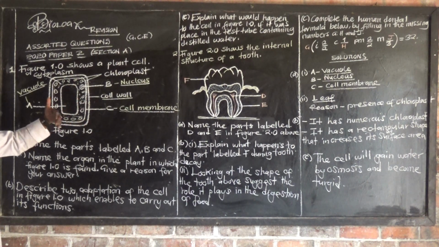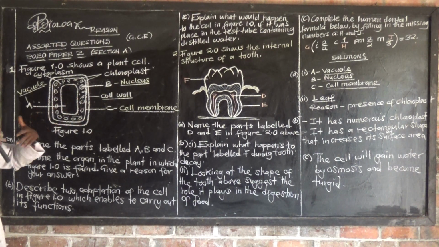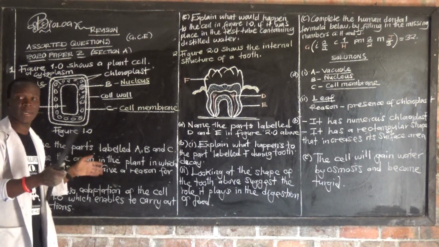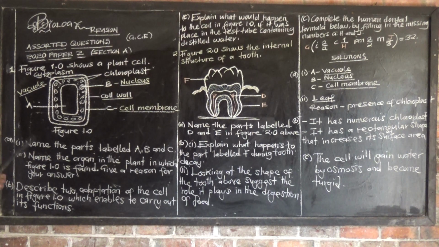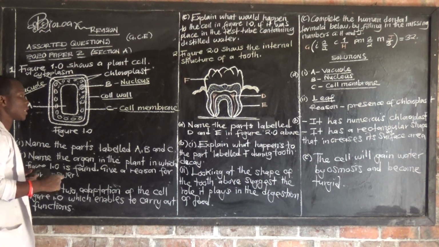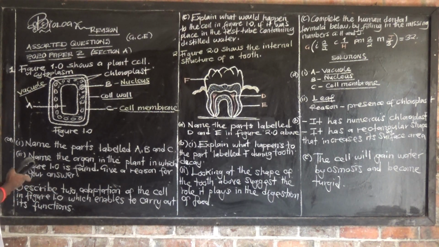Are we together? So this one is going to gain water by osmosis and become what? Turgid. It won't burst, just become turgid. Okay? So these are the answers to question number 1 of the 2020 Paper 2 G.C.E. Let us look at question number 2, a question on dentition and nutrition.